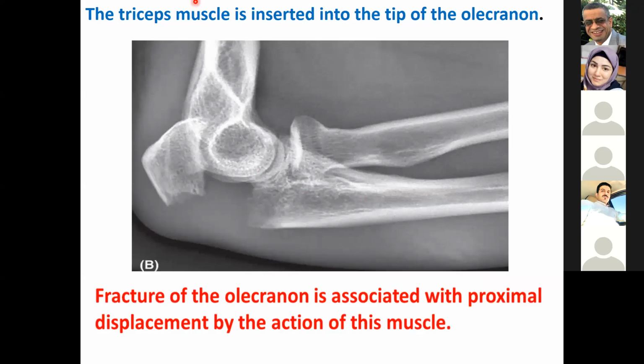The triceps muscle is inserted into the tip of the olecranon. Fracture of the olecranon is associated with proximal displacement by the action of this muscle. This is the olecranon fracture.